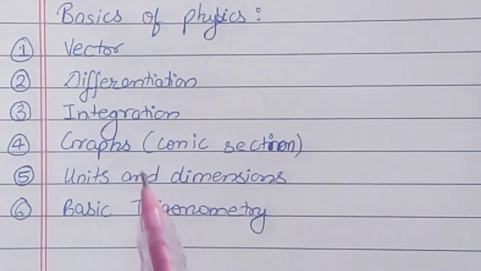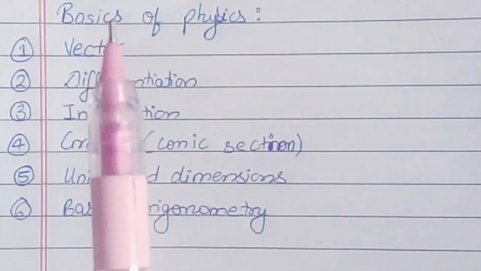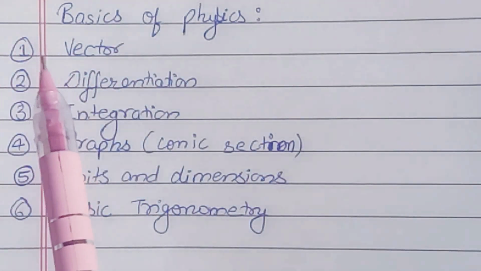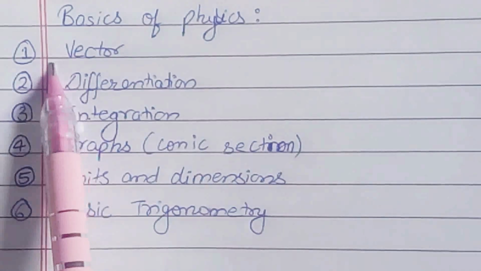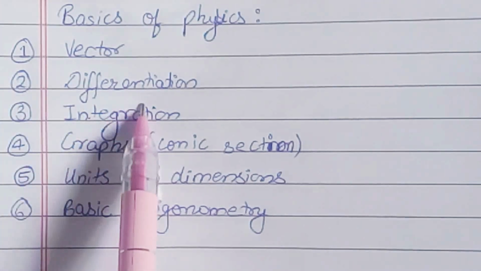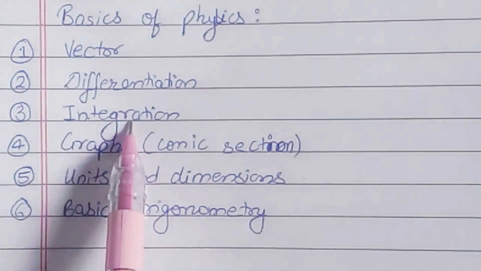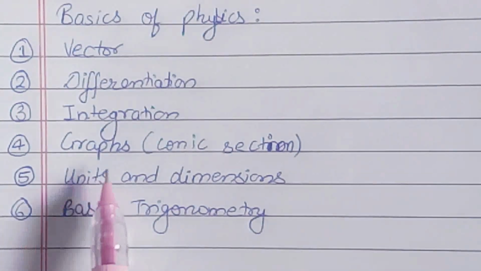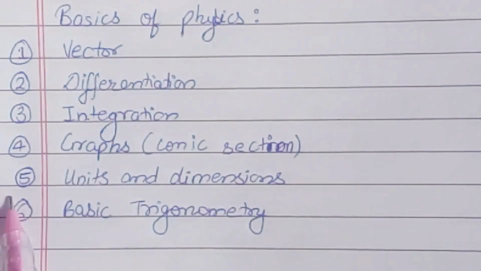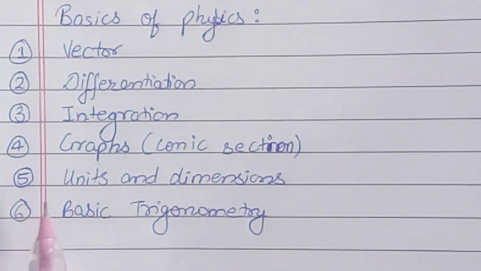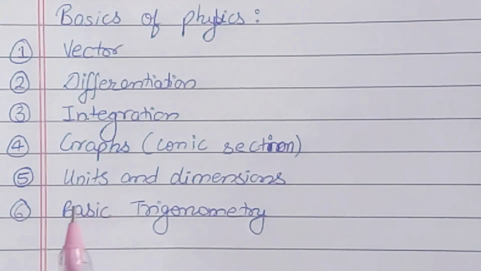Let's start the basics of physics. In basics of physics, we mainly deal with 6 chapters. First is vector, second is basic of differentiation, third is basic of integration, fourth is graphs related to conic section, fifth is unit and dimension, sixth is basic trigonometry. So let's start with vector.